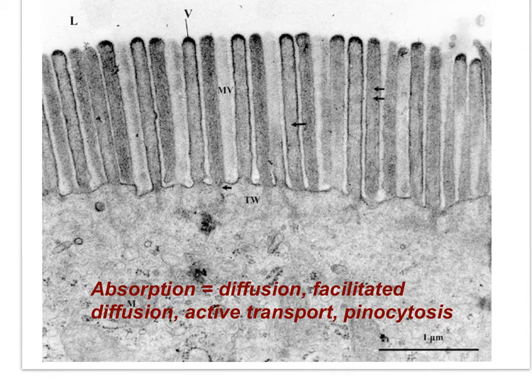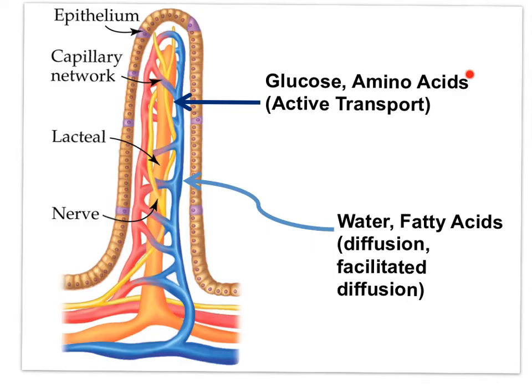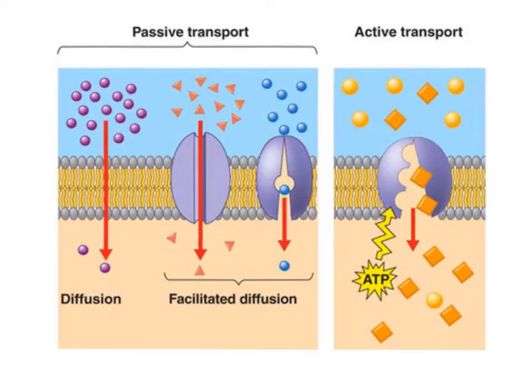Absorption is a word with meaning. Absorption could be diffusion, or facilitated diffusion, or active transport, or pinocytosis. Glucose, amino acids, and nucleotides are transported into the bloodstream by active transport. Water and fatty acids move passively into the bloodstream by diffusion or facilitated diffusion. The blood leaves the digestive tract and moves to the liver.